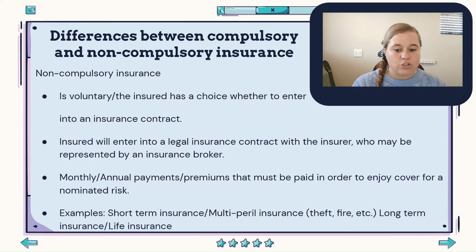Non-compulsory, as we mentioned, I'm going to go through this quite quickly because we already went through this. So it's voluntary. You choose whether you want to be in the contract or not. The insured will enter into a legal contract with the insurer, who may be represented by an insurance broker. There is a monthly or annual payment or premium that must be paid in order to enjoy the cover for a nominated risk. So short-term insurance, multi-peril insurance, so theft and fire, as well as long-term insurance and life insurance.